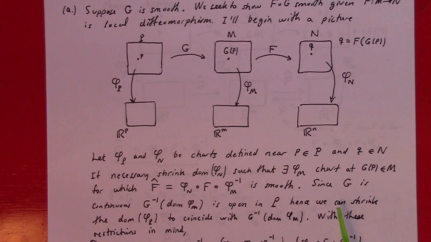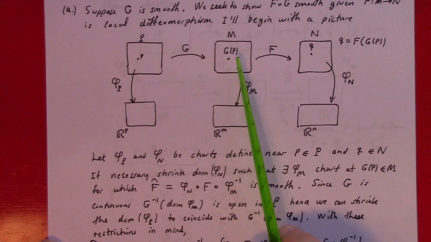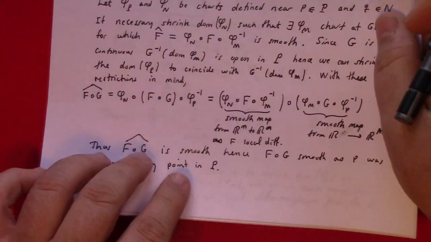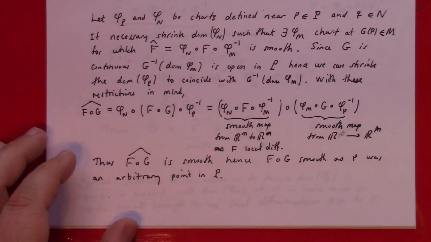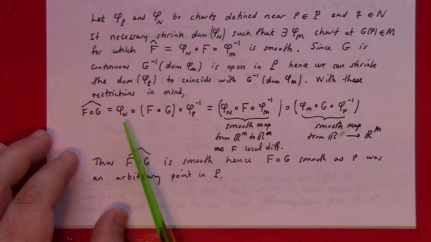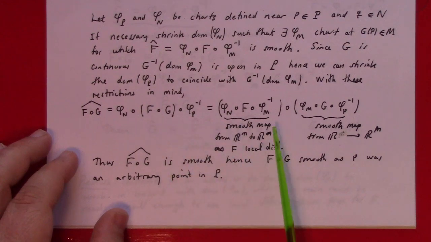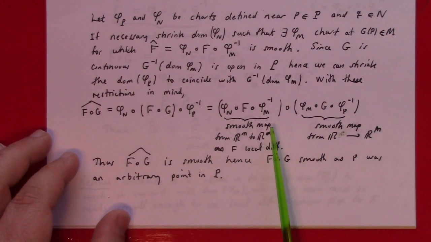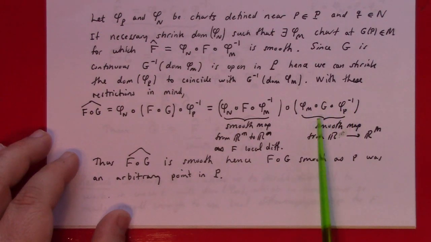So not only is F hat smooth, it has an invertible local coordinate representative if I shrink the chart domain sufficiently small. Since G is continuous, I also know that the inverse image of the domain of that is open in P, and so we can shrink a chart domain in P to coincide with the inverse image of that. With these restrictions in mind, if we calculate the local coordinate representative of the composite, I can insert the inverse in the coordinate chart there, and that's a good move because then this is smooth, and that's smooth by assumption.